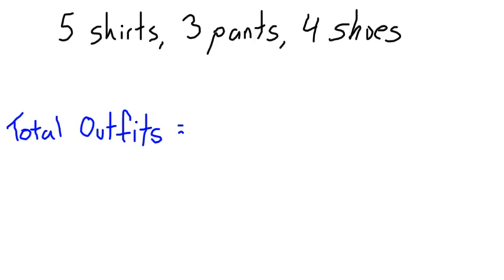So basically what this principle is saying is, if I want to find the total number of outfits that I could create with 5 shirts, 3 pants, and 4 shoes, all I'm going to do is multiply all of these outcomes together. So I'm going to take 5 times 3 times 4 to get 60. So the fundamental counting principle says if we multiply 5 by 3 by 4, all of these different options, I would have 60 different outfits that I could create.